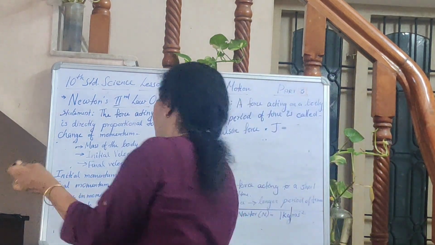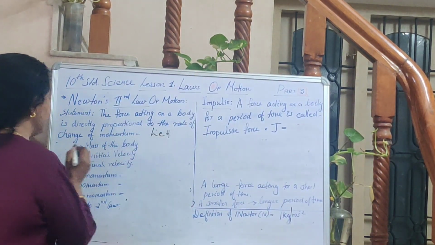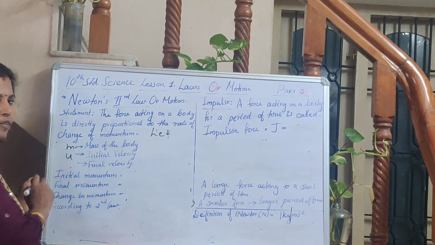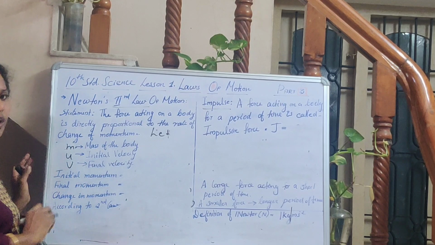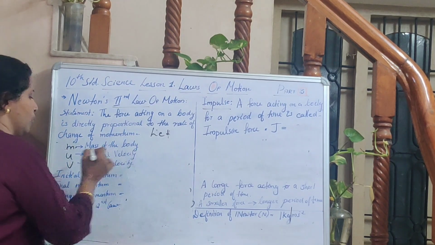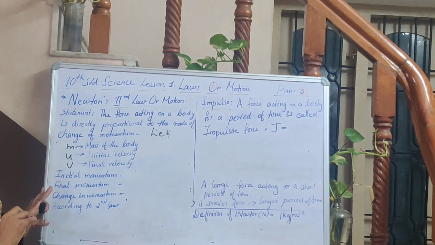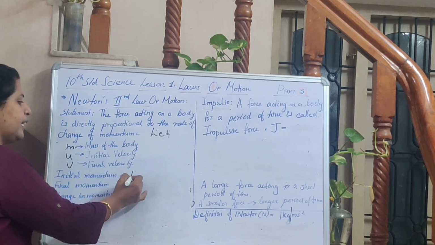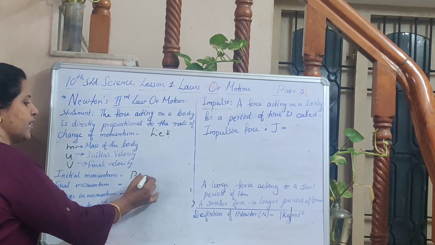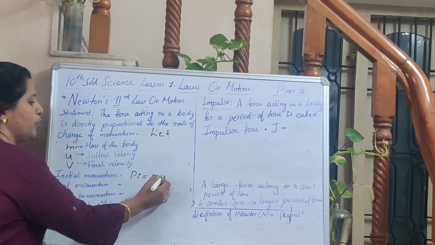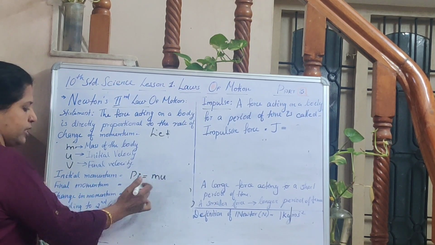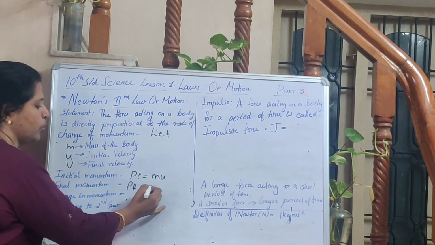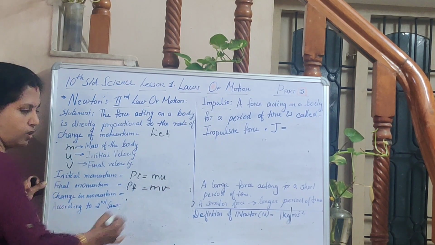Let m be the mass of the body, u the initial velocity and v the final velocity. Then what is the change in momentum? The initial momentum is p_i equal to m into u, that is mass into initial velocity. The final momentum is p_f equal to mass into final velocity, m v.